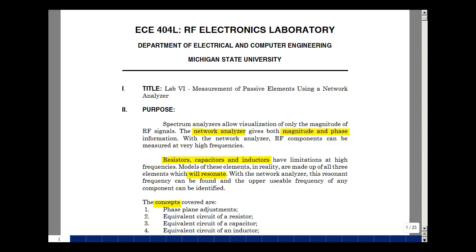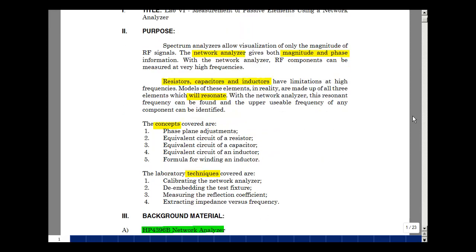As you've seen in the course, resistors, capacitors, and inductors have limitations at high frequencies. Models of these components are actually made up of idealized resistances, capacitances, and inductances. But all of these are going to resonate at a given frequency. We're going to use a network analyzer to determine what's the upper usable frequency of our component before these other non-ideal effects kick in.